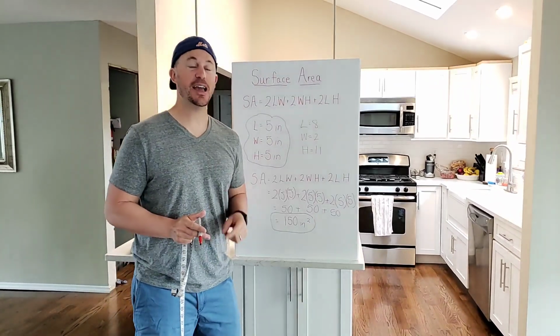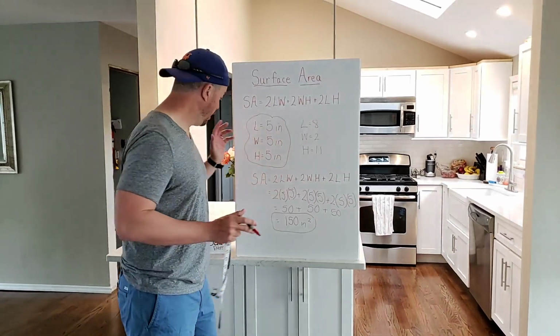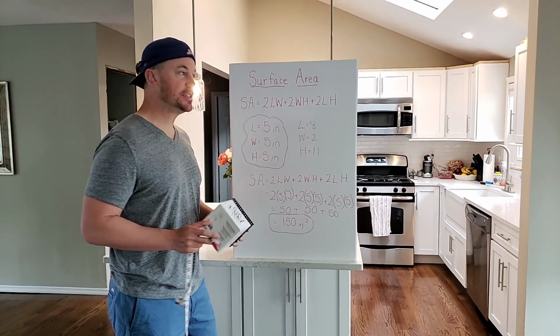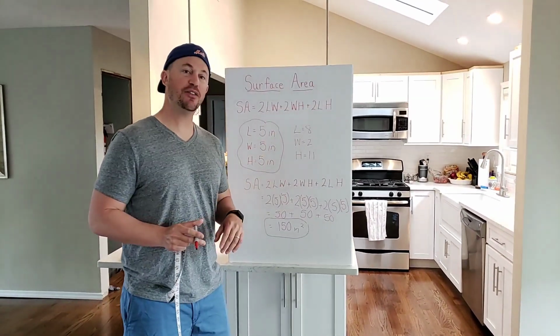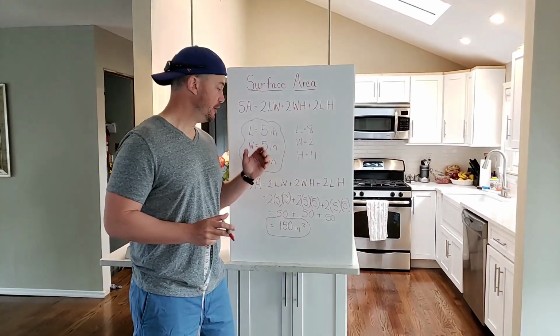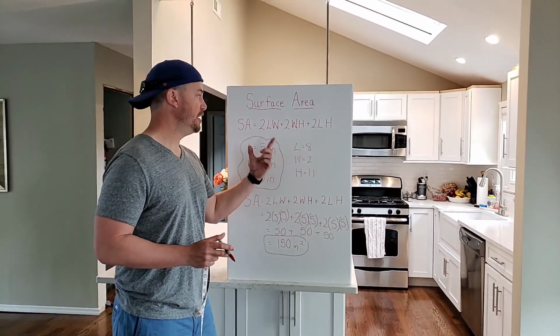So your job today is to spend 5 minutes, find one rectangular prism or cube in your house or outside somewhere, and either video record yourself making this video or take a bunch of pictures of you measuring the length, the width, the height, and using that formula.